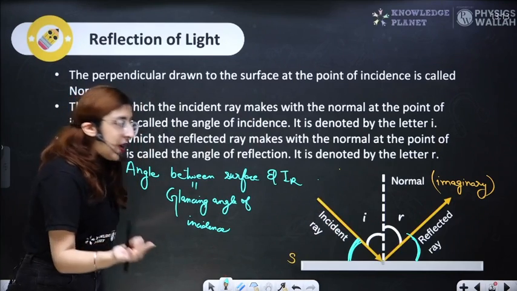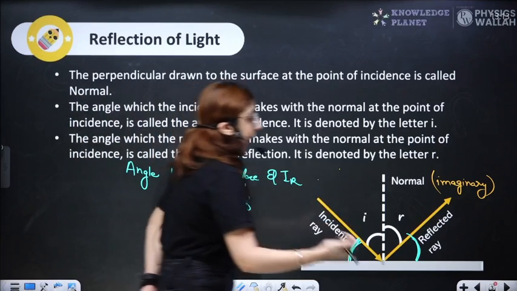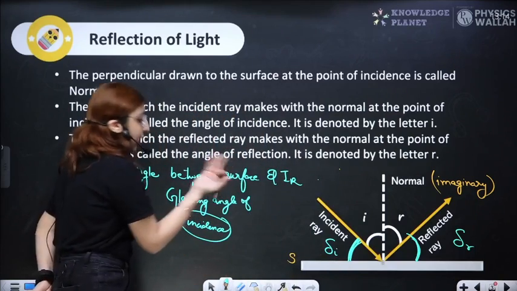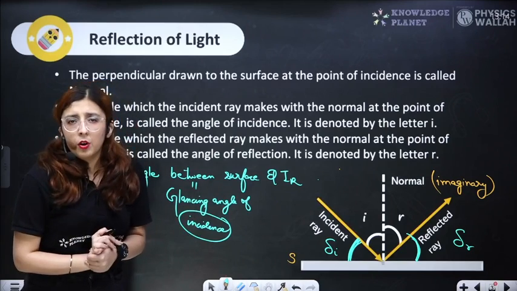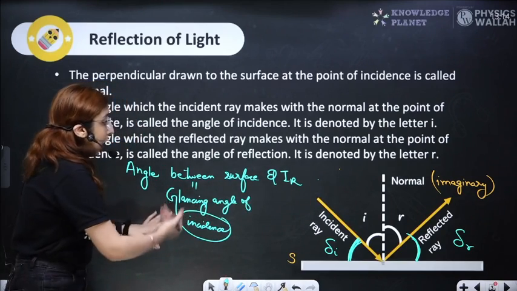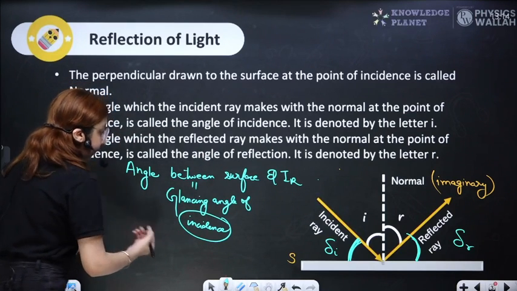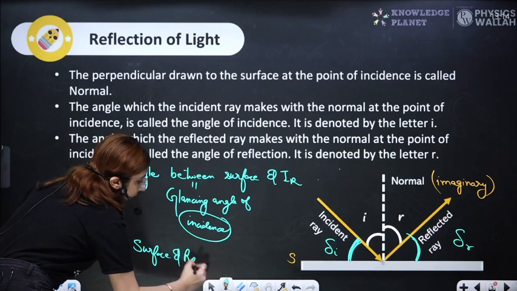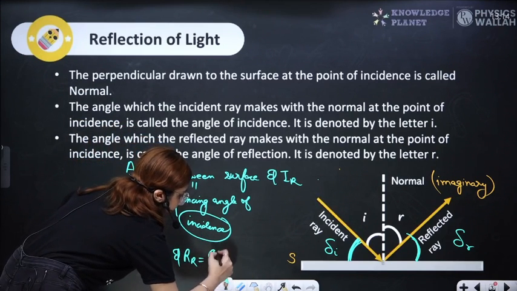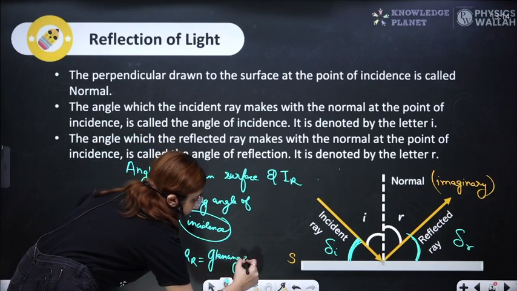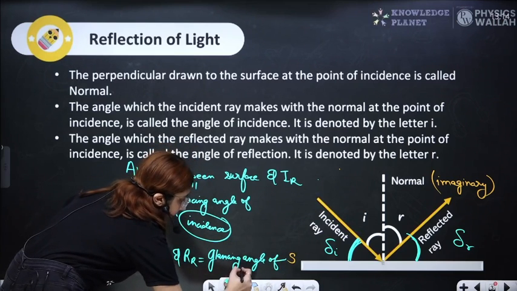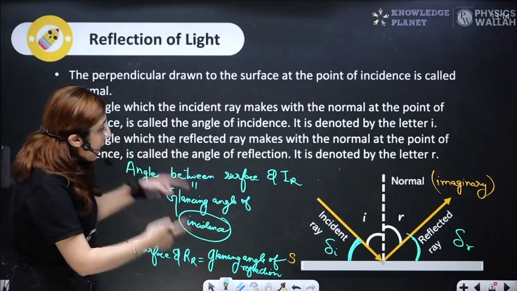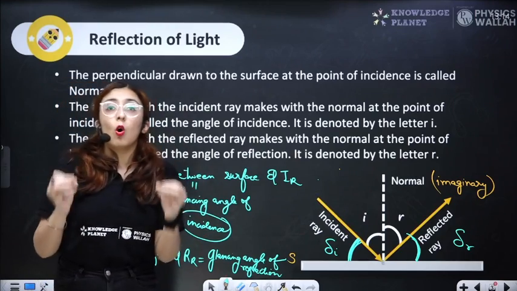Only one term is changing. Glancing angle of incidence, and that will be glancing angle of reflection. This is a symbol, or you can use G also as a symbol, whichever symbol is comfortable to you. I'm just mentioning over here glancing angle of reflection also, the angle between your surface and reflected ray. I hope you are able to see it. Now this is the complete diagram, the complete basics of your reflection.